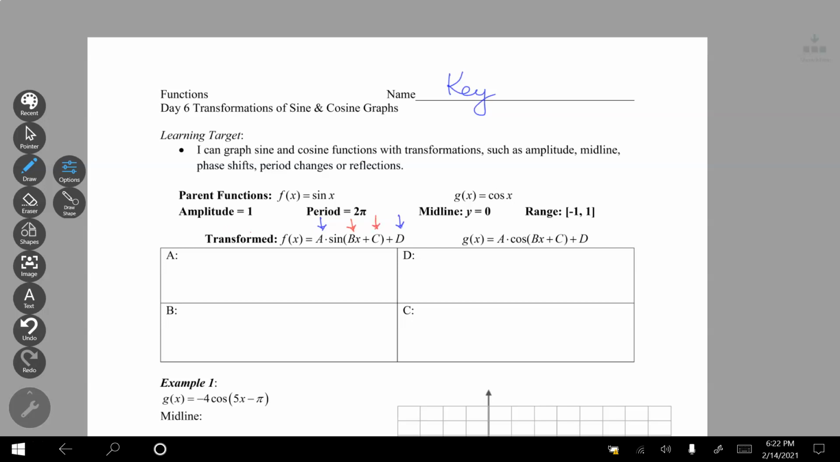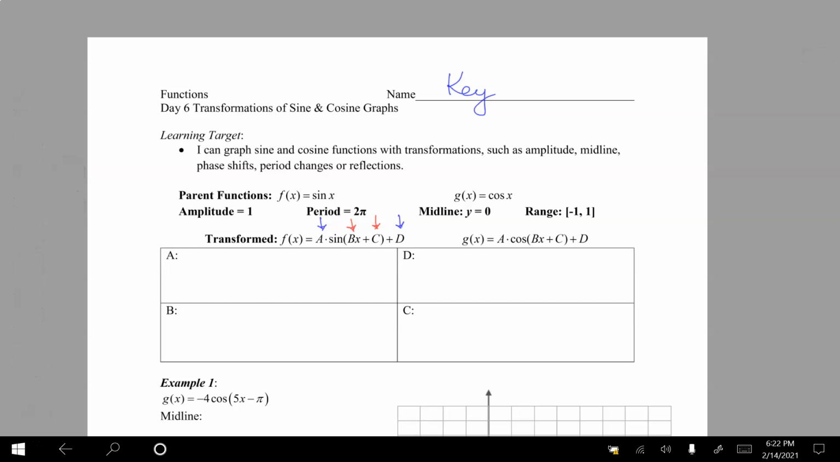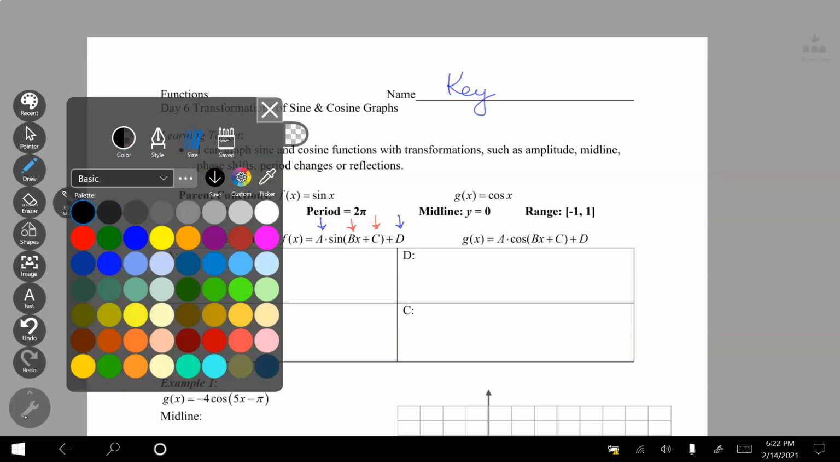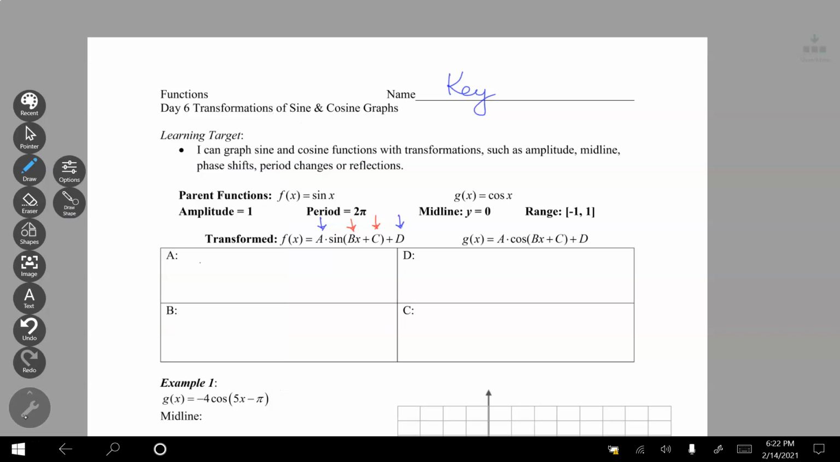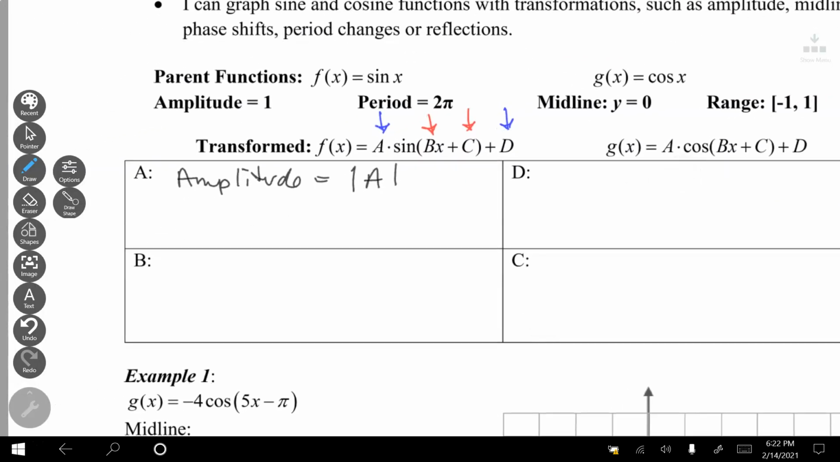So our basic function for our sine and cosine graph has a period of 2 pi, midline is 0, amplitude of 1, and the range is -1 to 1. Today we're going to do all 4 transformations. Sometimes we have 2 things going on, sometimes we have all 4. So the A value will be the amplitude. The amplitude would be whatever the absolute value of A is, because amplitude has to be positive.